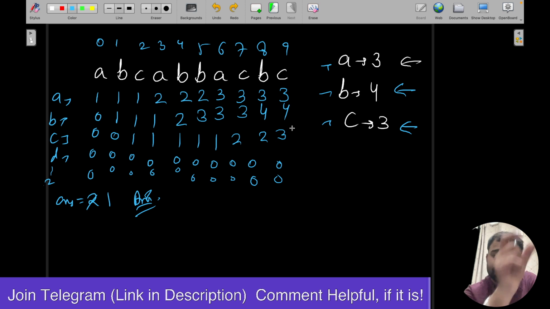Now using this prefix array, I hope you all know about how we find the prefix sum of a subarray from L to R. Similarly, let's say if you want to find from L to R in this window how many C's are present.